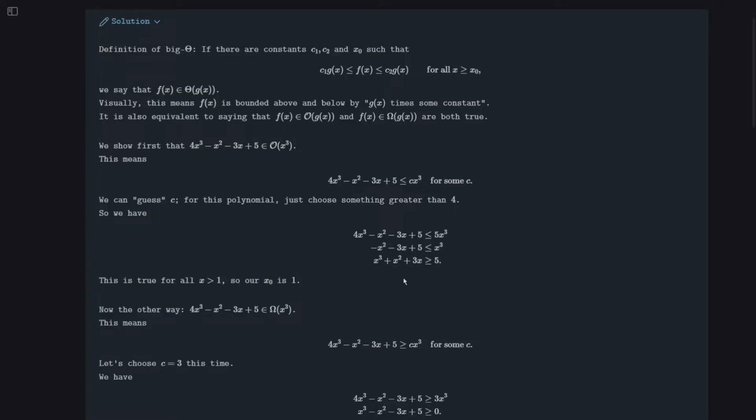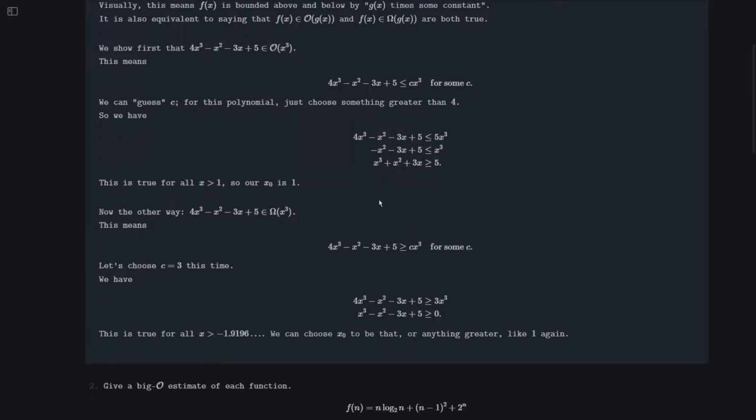Now we've proven that the polynomial is big O of x cubed, and now we have to prove that it is big omega of x cubed, which means it's bounded below by some constant times x cubed. This means that it's greater than this constant times x cubed for all x greater than x0. Now, with the big O, we chose a c that's greater than 4, but in this case we want a lower bound, so we can choose a c that's smaller than 4. So the easiest would be 3.